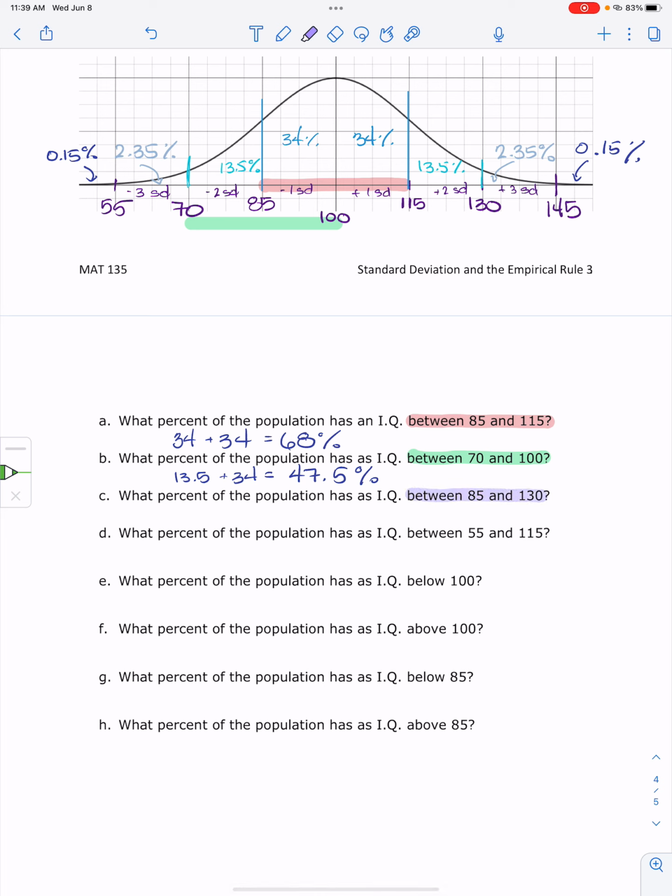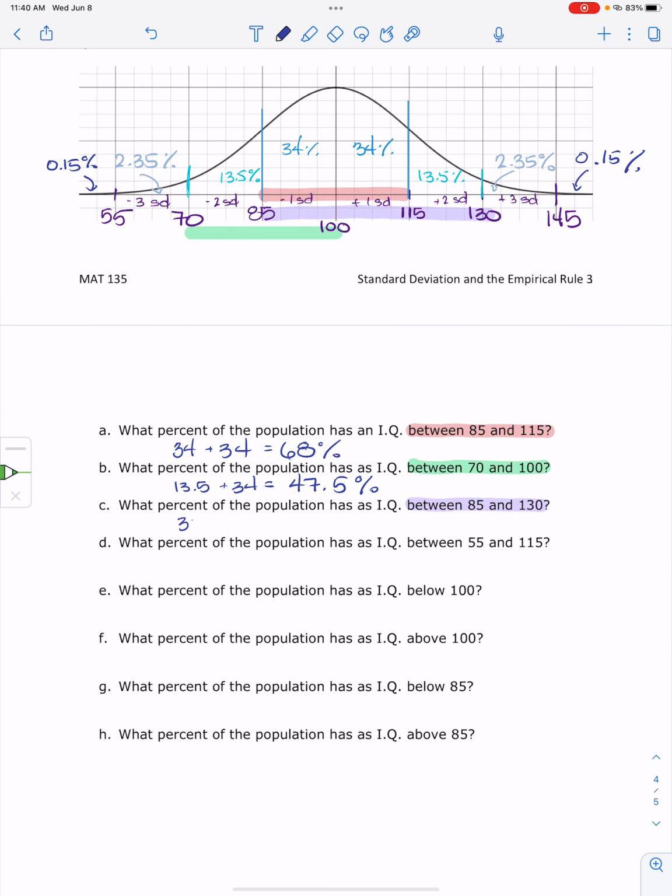Between 85 and 130. So here's my 85 to 130. 85 and 100 is 34. 100 to 115 is another 34. And then between 115 and 130, I have 13.5% of the population. I end up with 81.5% of the population.